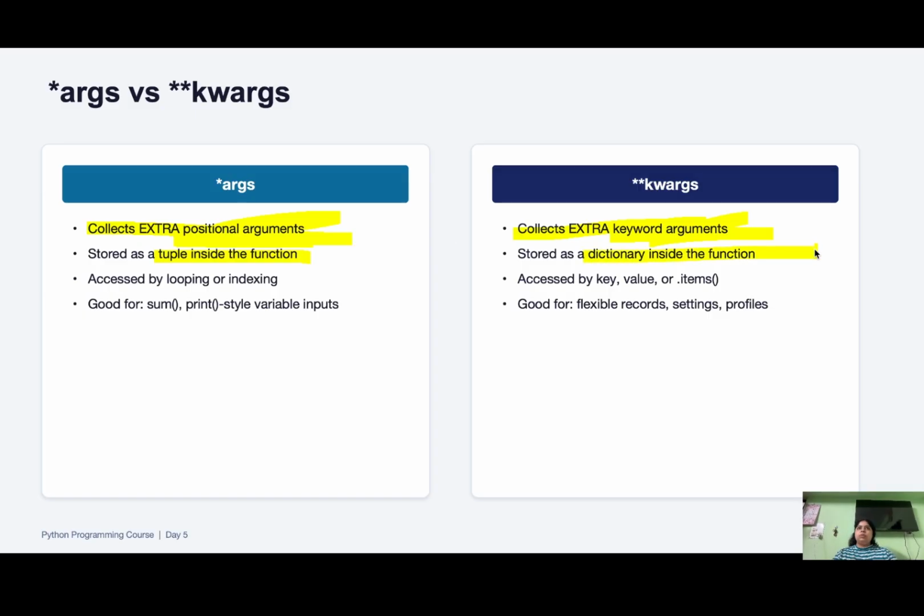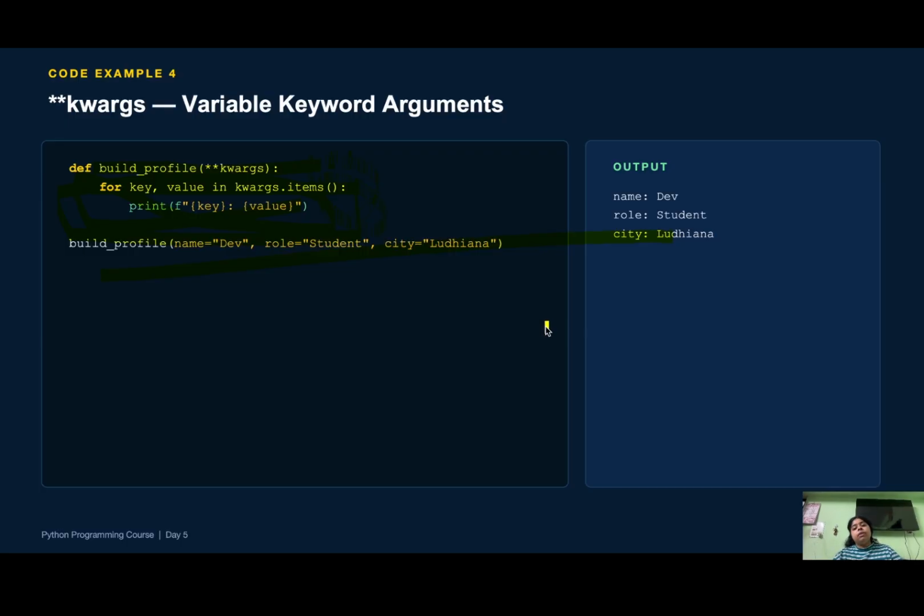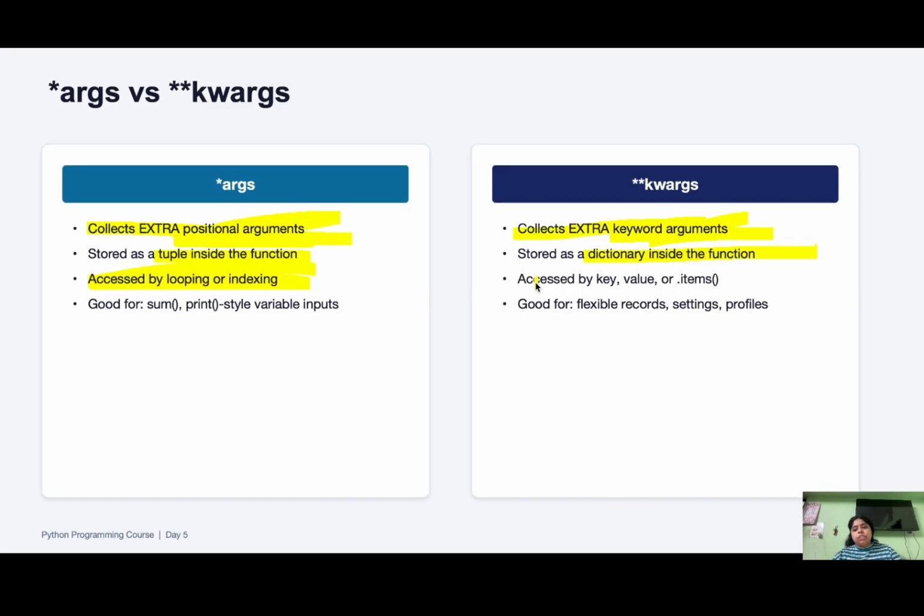So before starting today's coding session, I'll tell you list, set, tuple, dictionary, everything, and how to solve its question, one question from each. Okay, accessed by looping or indexing. I have told you that whenever the concept of tuple comes, there will be indexing for sure, and whenever the concept of dictionary comes, key value pairs will be there for sure, and you will always access it in the form of .items(), right? Good for print style and good for flexible record settings and profiles.